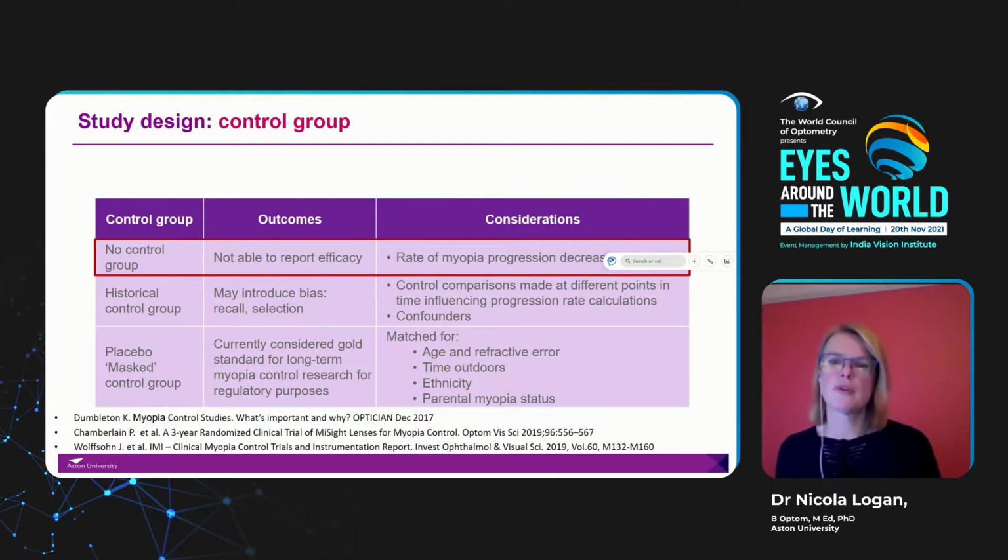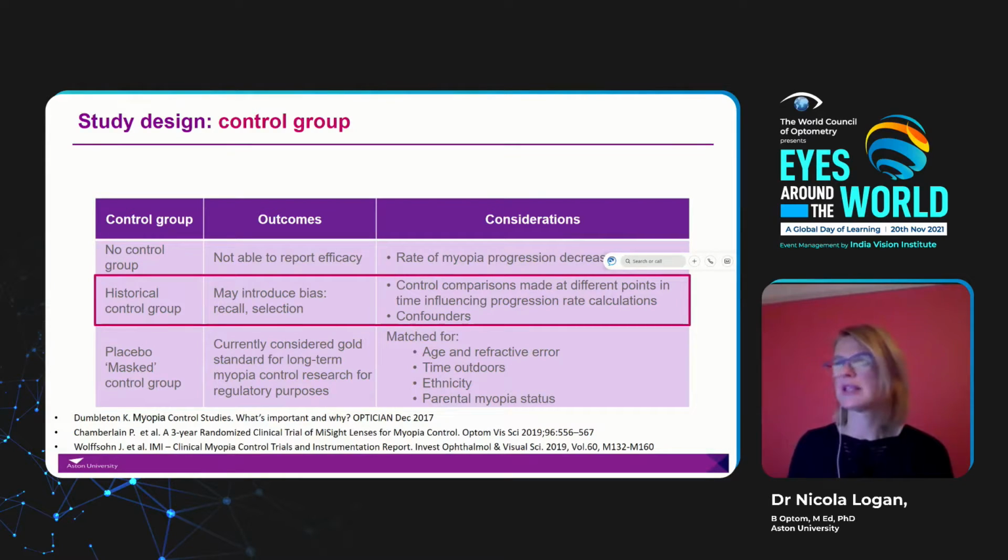And if we have no control group, then we might be looking at what's happened previously to those children or to other children in another study, using a historical control group. This might introduce some aspects of bias in terms of recall as to what's happened, or selection bias as to who we include as a control group. And this introduces some confounders into our study if we're using a historical control group.